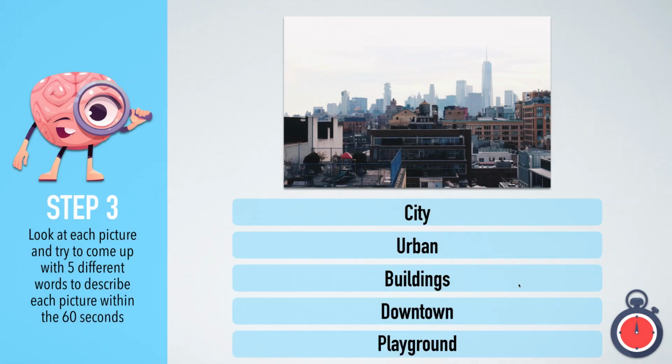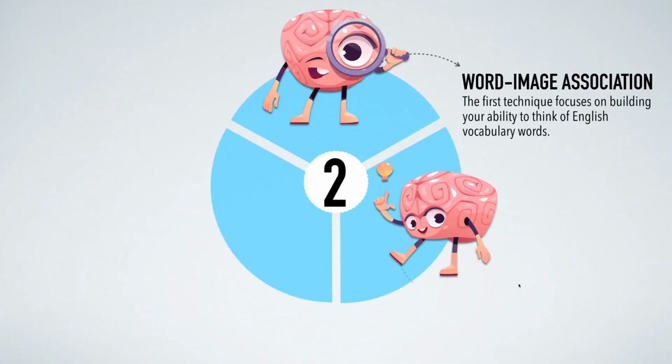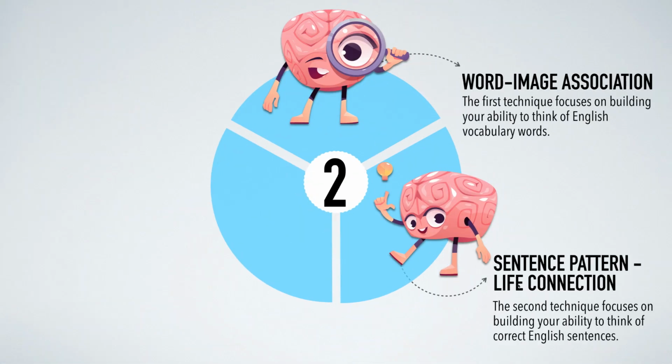So again, for this first technique, in order to think in English, to think of English vocabulary words, you must get 5 images, then time yourself. Give yourself 60 seconds to come up with 5 vocabulary words that describe each picture. All right? Now, technique number 2 is also very useful. Technique number 2 is the sentence pattern life connection.